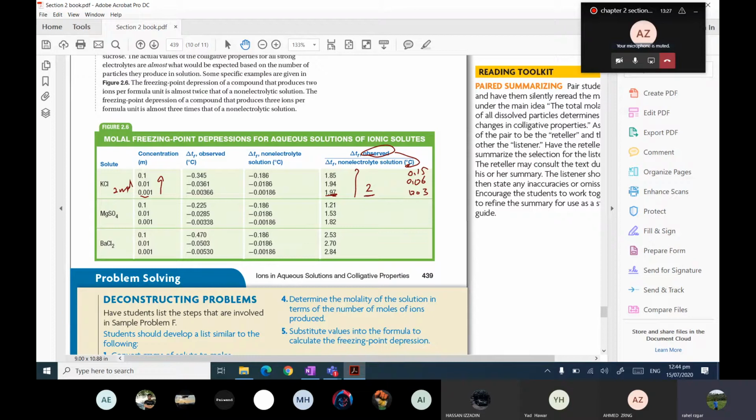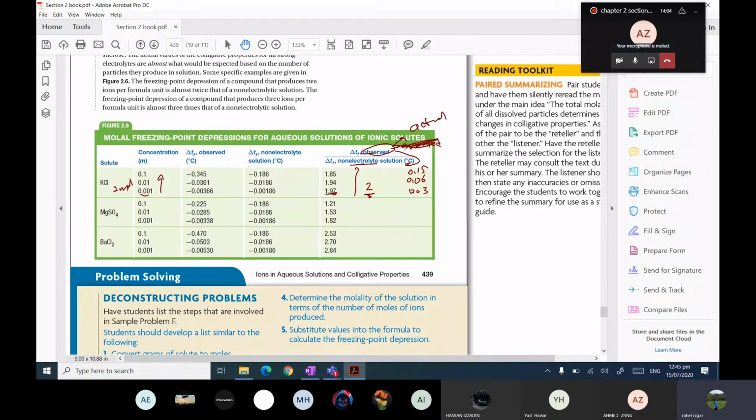We were expecting twice as much. This observed means expected over non-electrolyte solution. Sorry, not observed, this is actual. It's not expected, this is actual. So we were expecting 2. The expectation was 2 times of an electrolyte, but we didn't get 2. We only got 1.97 times. So there is a difference between them. We didn't get exactly twice as much.